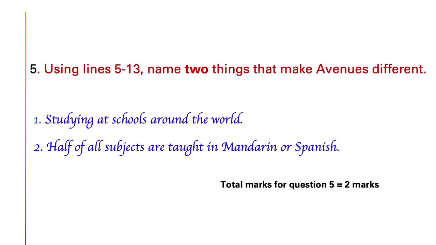Here as well, you need to name the things, then point form is also okay. Number 1, studying at schools around the world. Number 2, half of all subjects are taught in Mandarin or Spanish. So you are getting 2 marks for 2 things.